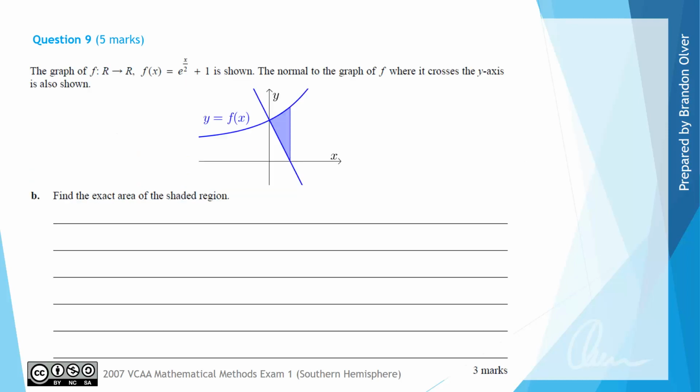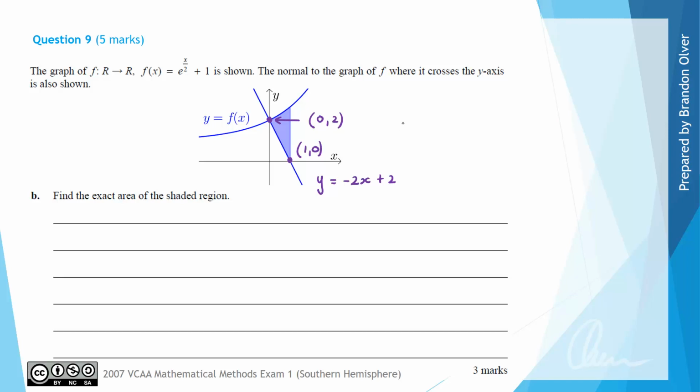For part B, we're asked to find the exact area of the shaded region. From part A, we know a few things. We know that the equation of this normal line is y equals -2x plus 2. We knew that this point here, the y-intercept, was at (0, 2). Using this equation, if we let y equals 0, we find x equals 1. So that point there would be (1, 0).